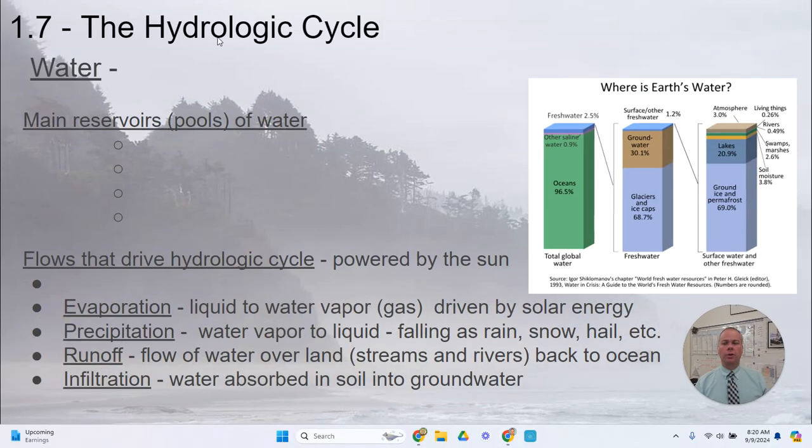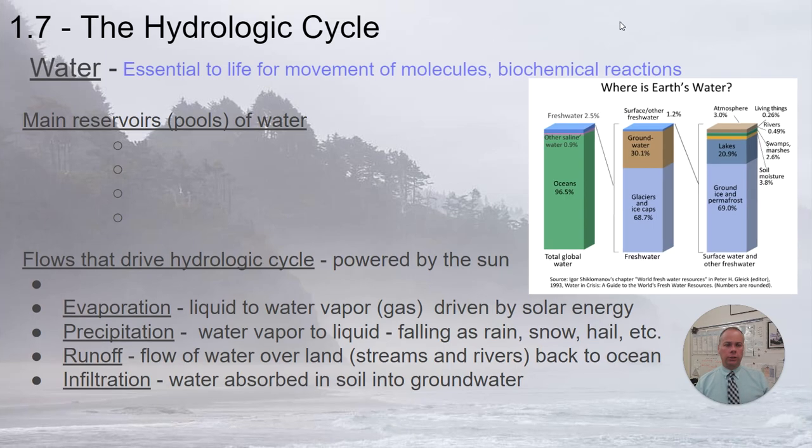The last biogeochemical cycle we'll talk about is the hydrologic cycle, or the water cycle. Obviously, water is a key component to all living things. It's essential for life, for the movement of molecules, for various biochemical reactions. And so all living things need water.